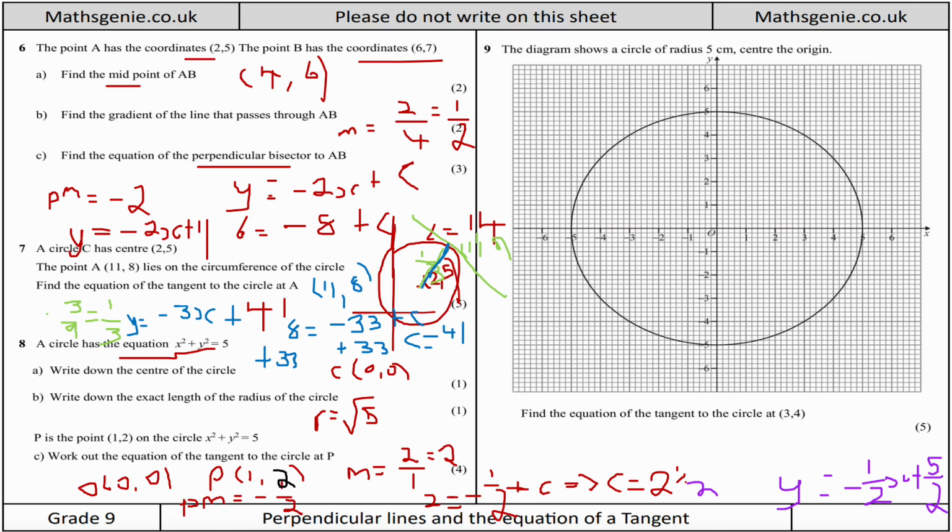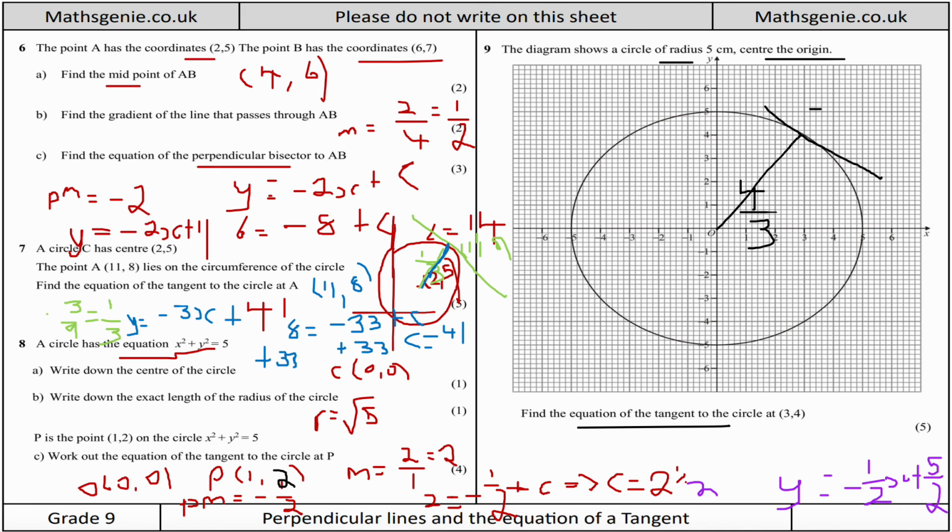Okay, this is question number 19. The diagram shows a circle of radius 5, center the origin. Find the equation of the tangent at the point 3, 4. So it's this equation here. Working out the gradient of this is going to be 4 take away 0 divided by 3 take away 0. So the gradient of this line is going to be 4/3.